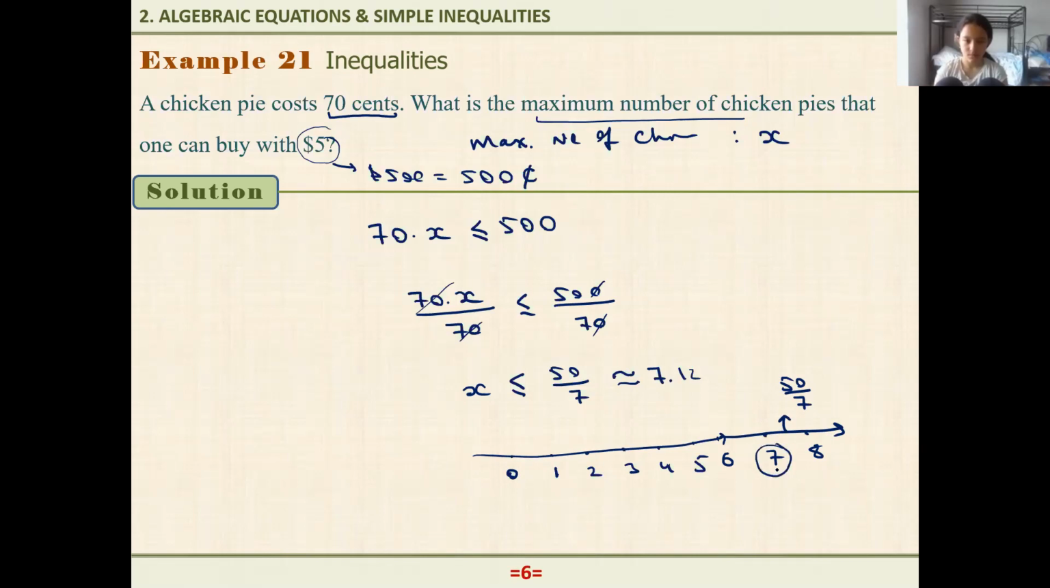If I buy 7, what will be the total cost? It will be 7 times 70 cents, right? It is 490 cents, which is equal to $4.90. How much do we have? $5. So is it enough to buy 7? Yes. But can I buy 8? No, because it will not be enough, right? So maximum, I can buy 7 chicken pies if each one costs 70 cents. I mean, that's not bad.